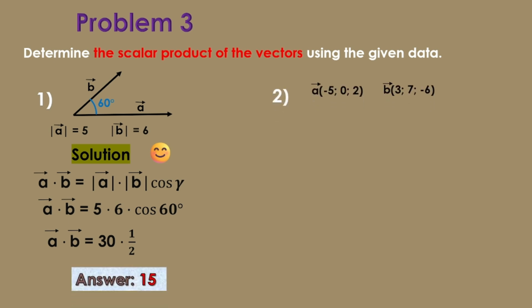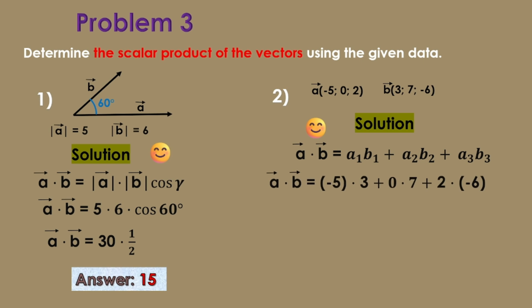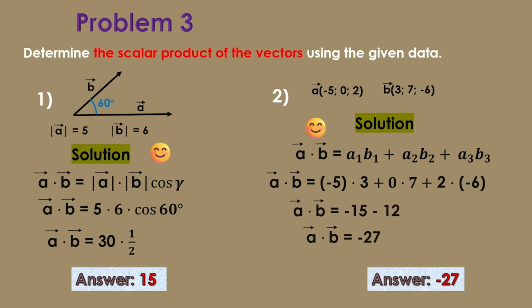Well, in the second picture, we are simply given the coordinates of the vectors, so we recall the formula for finding the scalar product through the sum of the products of the coordinates of the vectors. So we substitute instead of a1, -5, instead of b1, 3, instead of a2, 0, instead of b2, 7, instead of a3, we substitute 2, and instead of b3, we substitute -6. After substitution and calculations, we have that their scalar product is equal to -27.